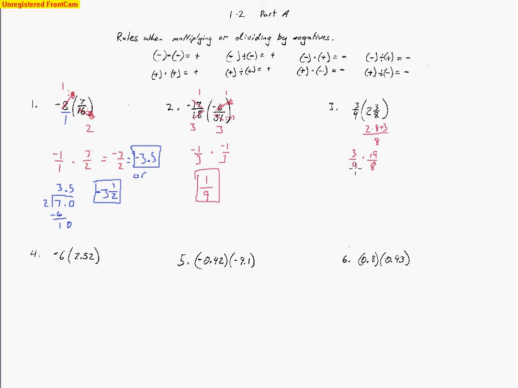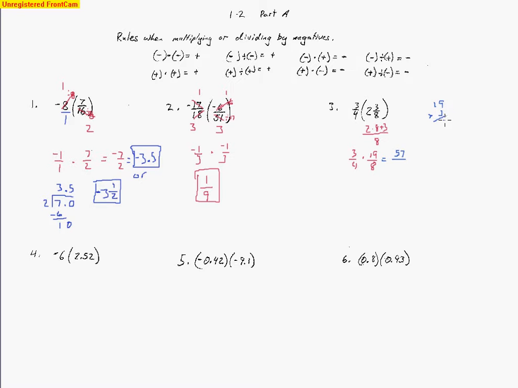Well, I look for cross-canceling. Now, I can't cancel straight across like the 4 and the 8. Only if they're diagonal will they reduce, but they don't. So we have to multiply across. So I did 3 times 19 makes 57. And again, I showed that by just doing 3 times 19. That's where I'm getting the 57 from.